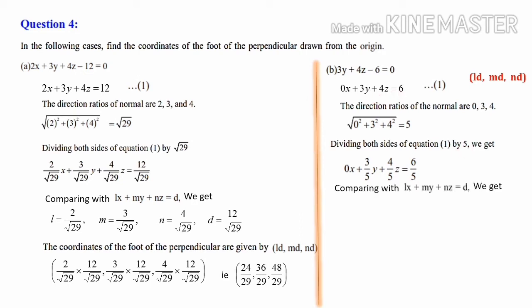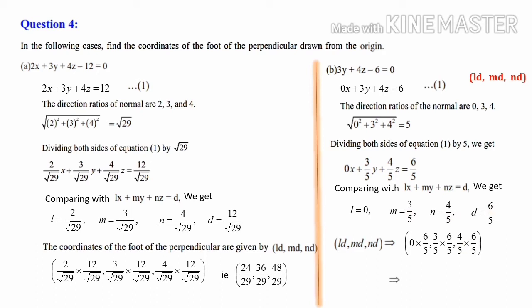Then we can compare it with Lx plus My plus Nz is equal to D. We will get L is equal to 0, M is equal to 3 by 5, N is equal to 4 by 5, and finally D is equal to 6 by 5. Then L, M, N and D we have got. So we can use the LD, MD and ND formula for finding the coordinates of the foot of the perpendicular. So LD, MD, ND implies, let's substitute it, 0 into 6 by 5, that is L into D, then M, 3 by 5 into 6 by 5, then N, 4 by 5 into 6 by 5.